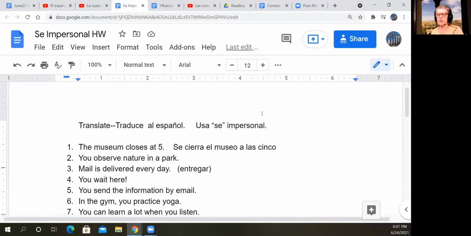The most frequent way people would typically say this or put it on a sign would be se cierra el museo o el museo se cierra. Se puede cambiar el orden un poquito de las palabras. Se cierra el museo a las 5, okay? And the others are going to follow suit pretty much from this.